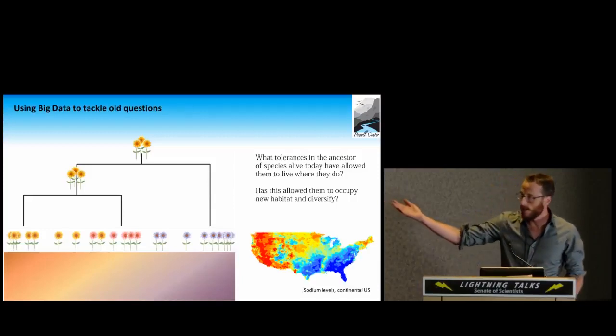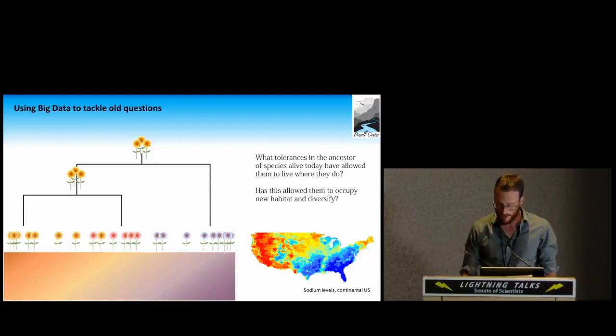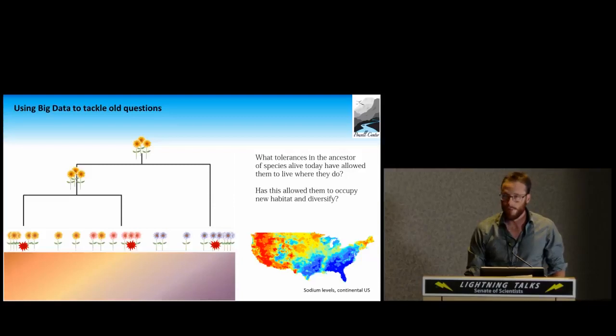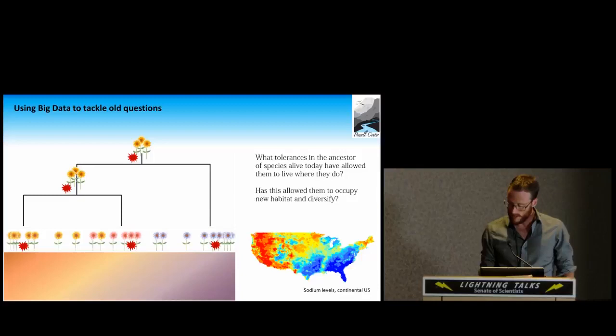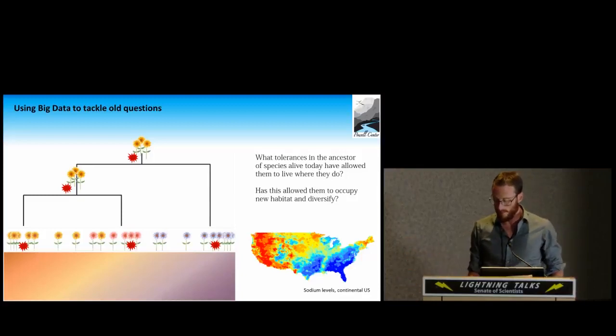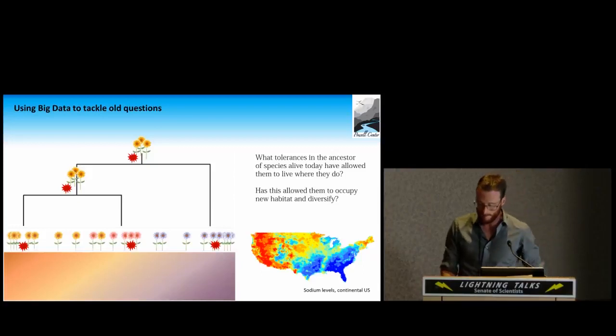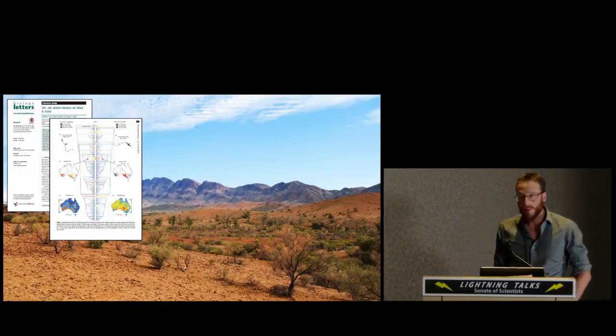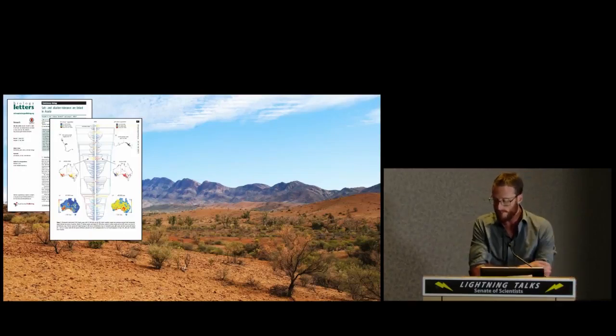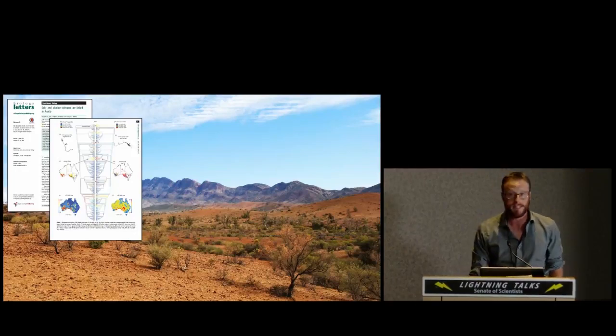So by integrating environmental data, such as maybe sodium levels, we can then map back from where this occurs in the present day, back through to whether this may have been a feature common over the ancestors. And by inference, is it likely that the evolution of this tolerance in the ancestor has allowed for current day species to live where they do, and whether this may have driven diversification? Similar methods have been used in a pilot study in Australia, and we found that salt and alkalinity tolerance have allowed for acacias to colonise harsh habitats previously inaccessible to many species.